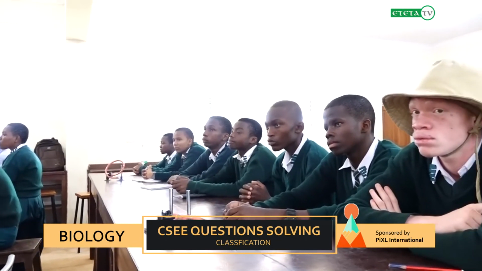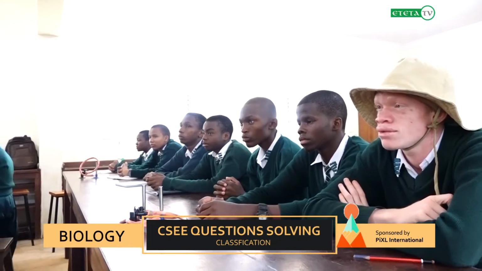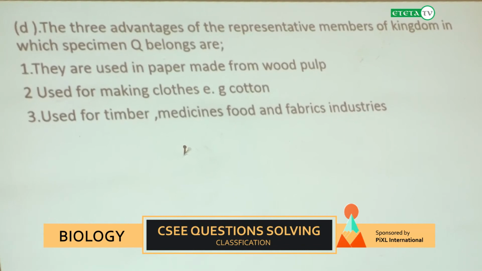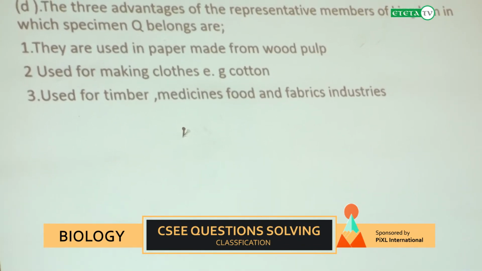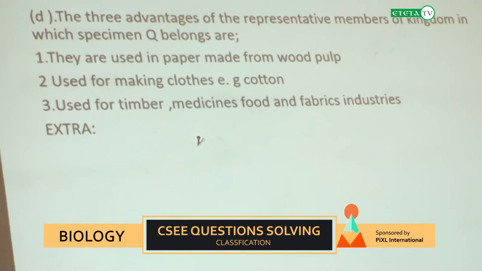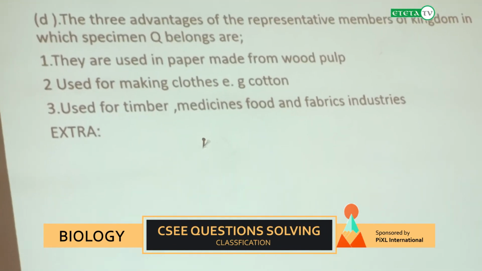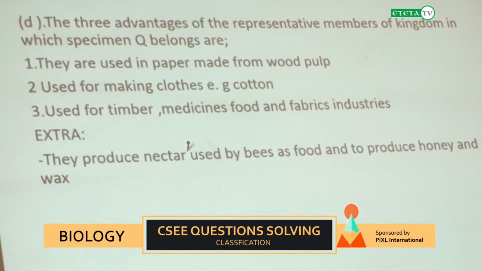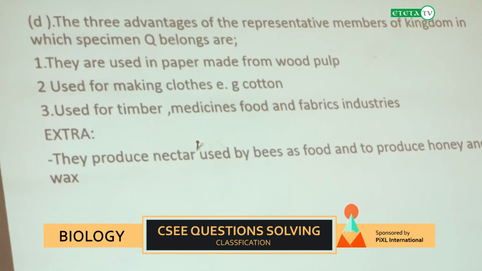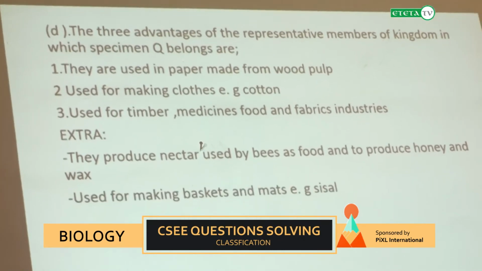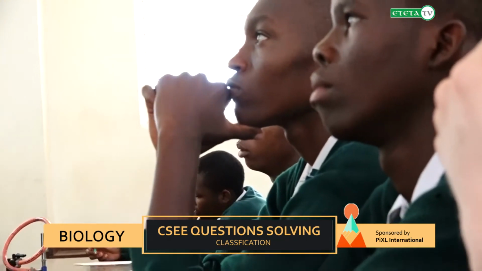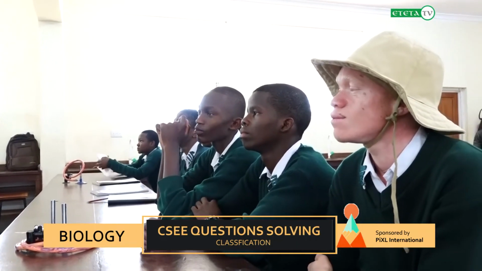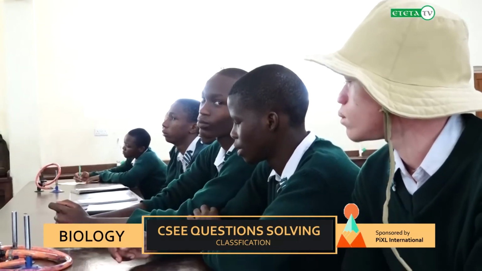Some members of the kingdom are used for medicine. Some are used for food. Some are used in fabric industries. So that's also advantage number 3. We were asked to give only 3 advantages, but we have extra advantages. One, they produce nectar used by bees as food, and to produce honey and wax. Another advantage is that they are used for making baskets and mats, for example sisal products. I hope you know baskets and mats, right?